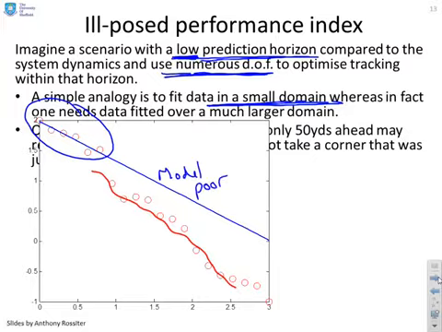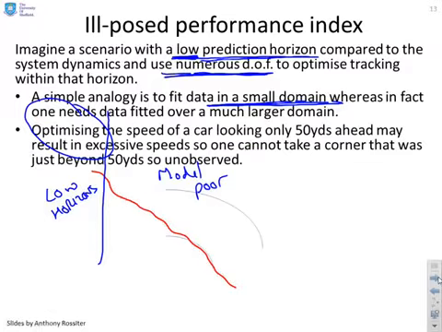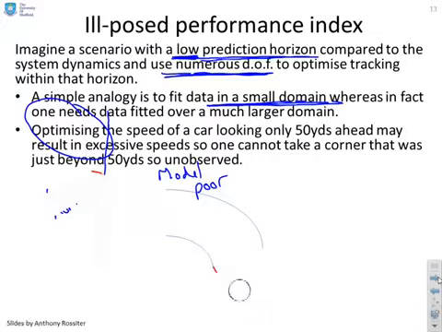Now what's caused this problem? The problem is that I've used low horizons. So I've focused all my effort on minimizing the errors over low horizons and assumed that everything will be alright thereafter, and it isn't. Okay? And a similar example might be to optimize the speed of a car looking only, okay, you'll see 50 yards ahead, okay?